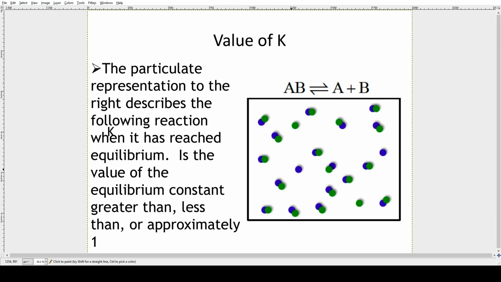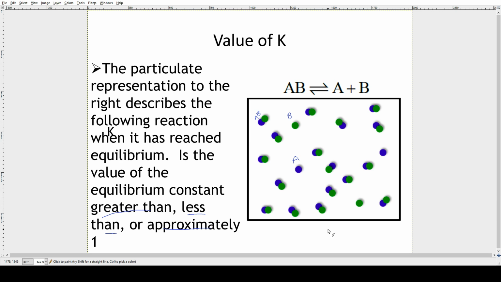So you're going to try this out yourself. You're going to try to figure out, is the value of the equilibrium constant for this scenario greater than, less than, or approximately 1? So you have to imagine, all right, this represents AB. This is going to represent B, and that'll represent A. So go ahead and pause it. See if you can figure it out.